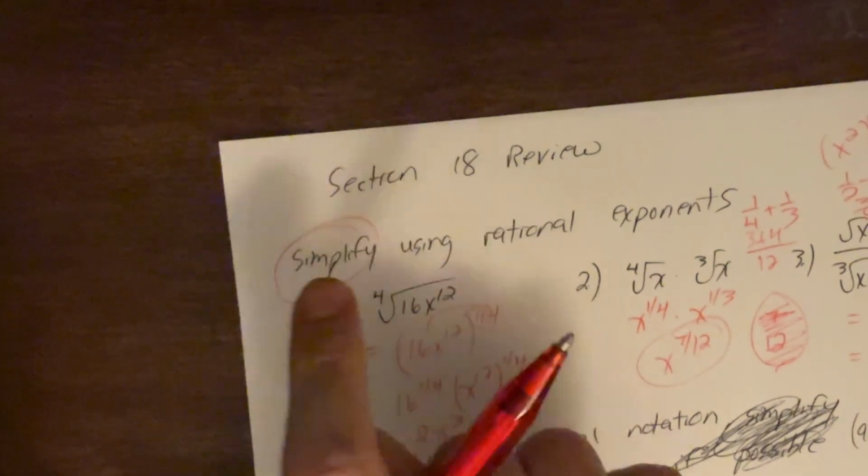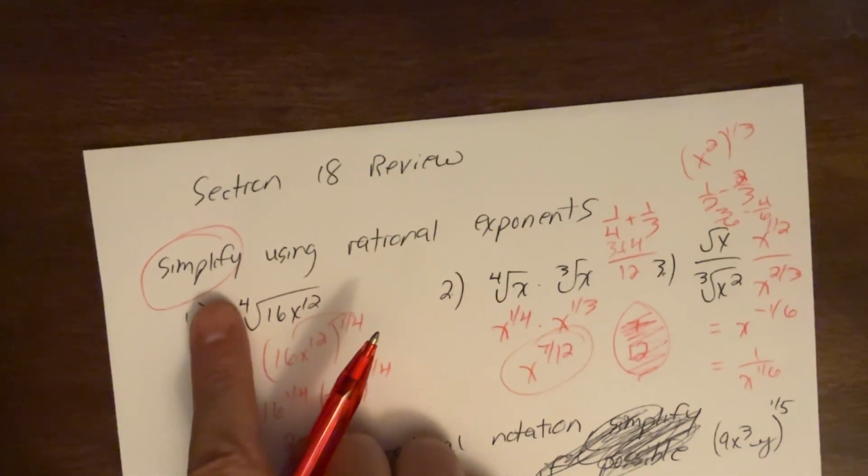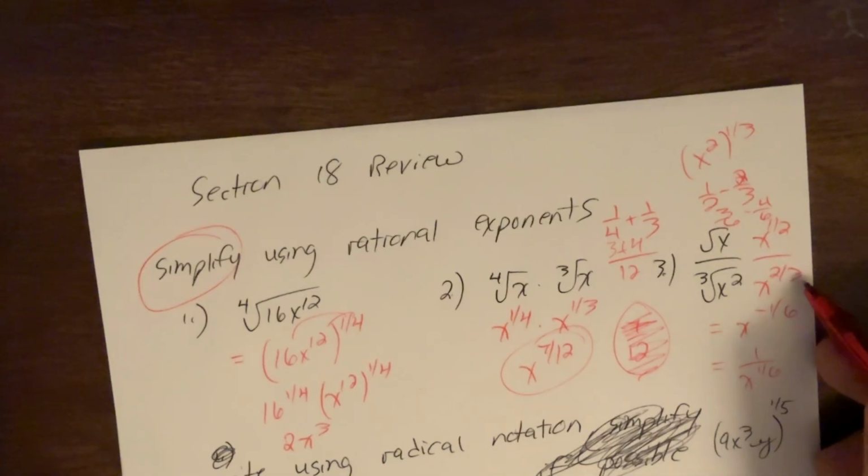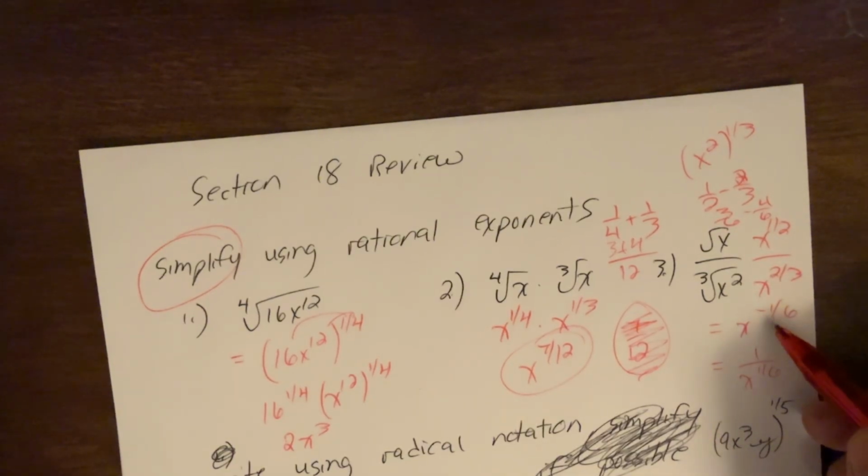A quick reminder, that word simplify, our exponent rules still hold. We still don't like negative exponents. So getting a negative exponent like that, part of simplifying would be getting it back to a positive.